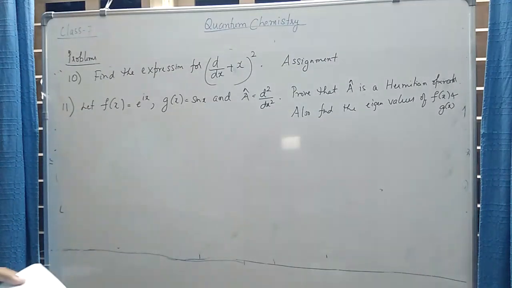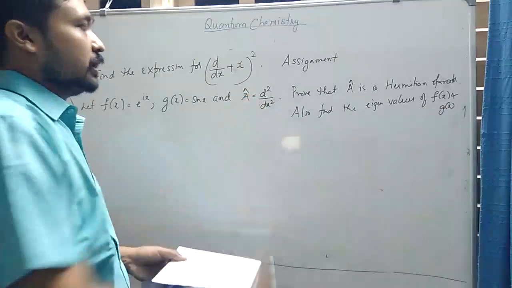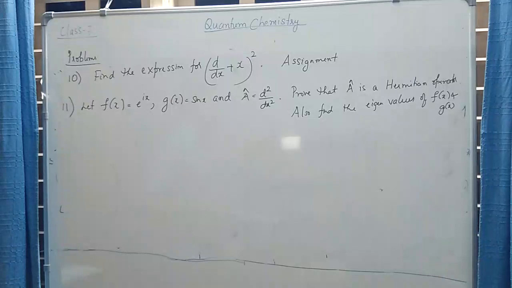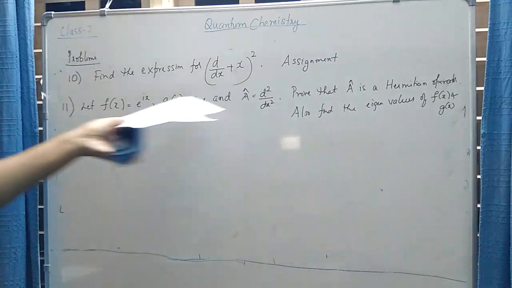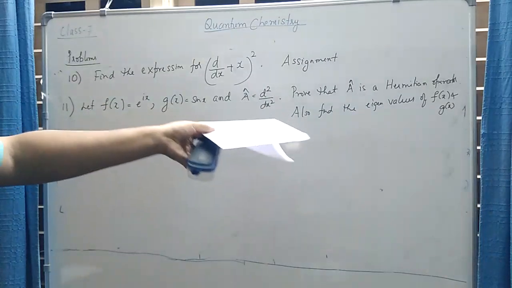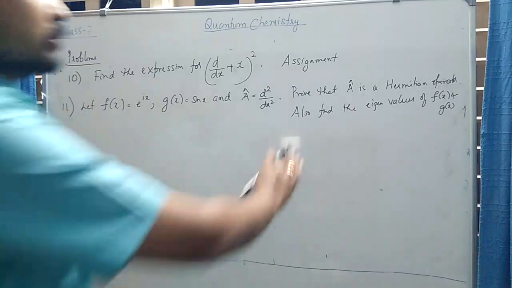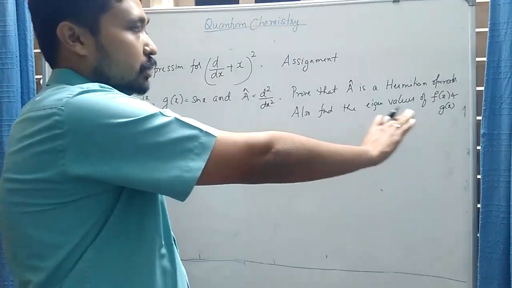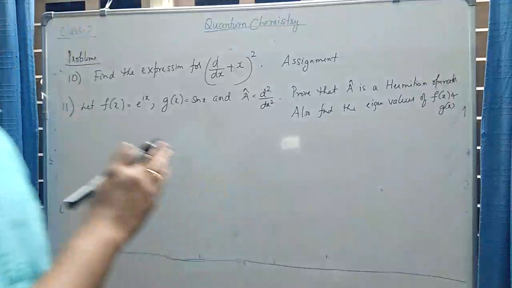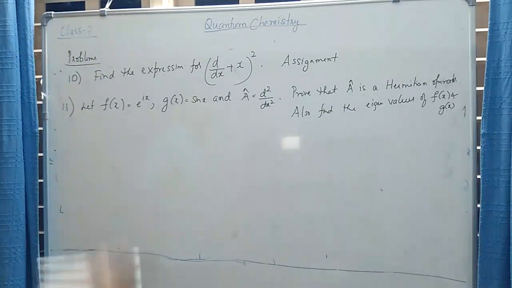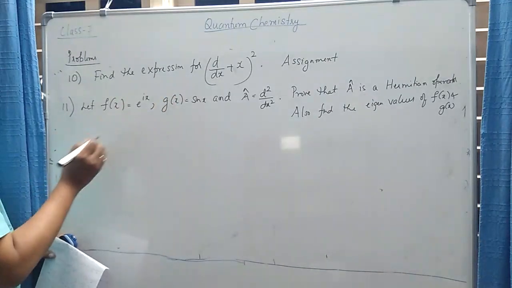Okay, so you are given two functions, f of x and g of x. f of x is a complex function e to the power ix and g of x is a real function sin x, and the operator A is d square by dx square. You have to prove that it is a Hermitian operator, and also, if A is a Hermitian operator and these two are the eigenfunctions of A, find the eigenvalues. This second part of the problem I will leave to you as an assignment. You have to tell me what the eigenvalues of f of x and g of x are for the Hermitian operator. Okay, so first let us prove that this is a Hermitian operator.